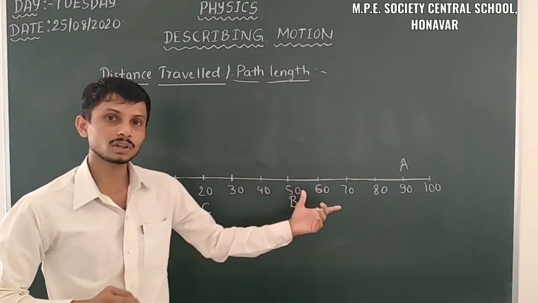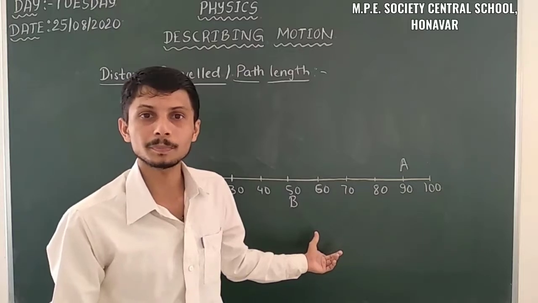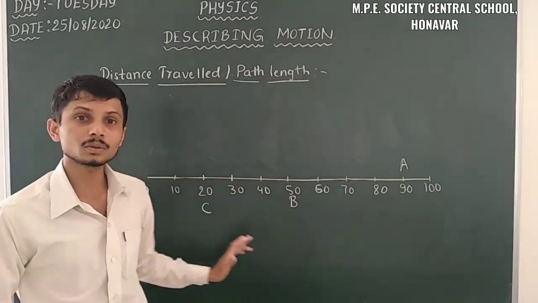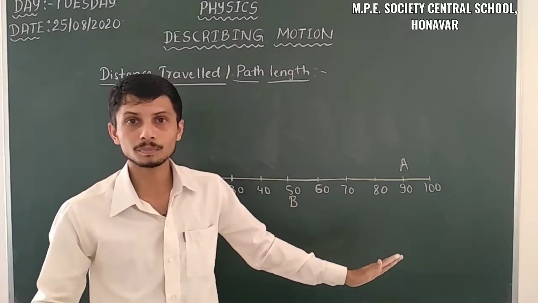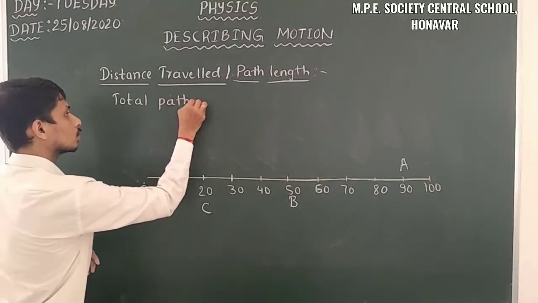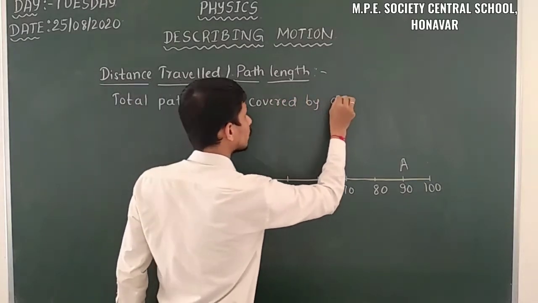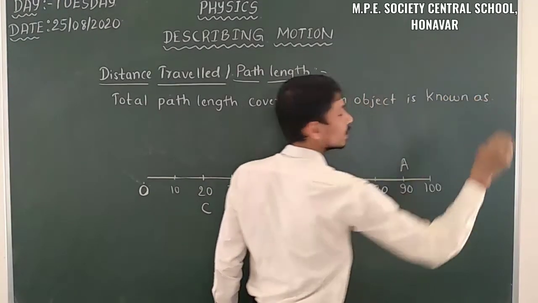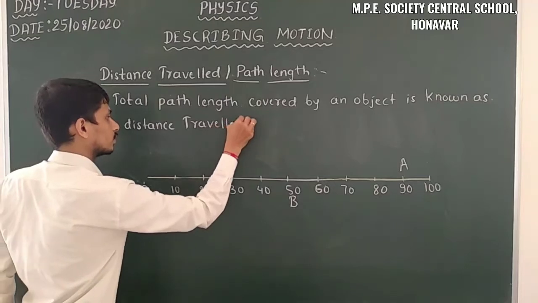This is about motion along a straight line. In describing motion, we are discussing some parameters. One of the parameters is distance traveled, or path length. We are calculating the total journey of an object. The total path length covered by an object is known as distance traveled, or path length.